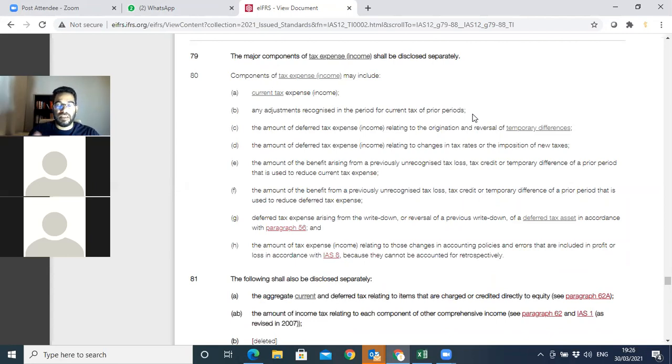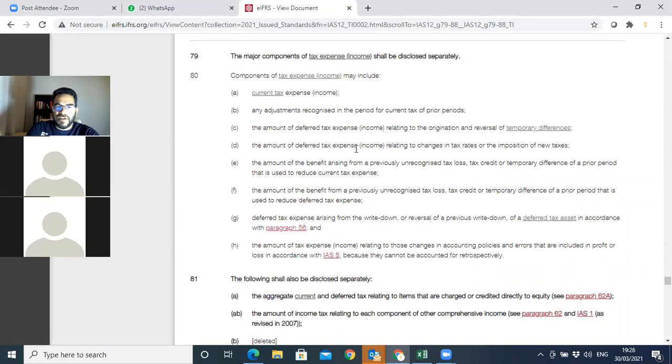There's nothing in this year. I just included it for our purposes. Then the amount of deferred tax relating to the origination and reversals of temporary differences. That is a line item under deferred tax that we have called movements in temporary differences. A more technically correct term would be origination and reversal of temporary differences. But I think you can call it movement in temporary differences. Generally, that's what the solution has. But origination and reversal would be the correct term.